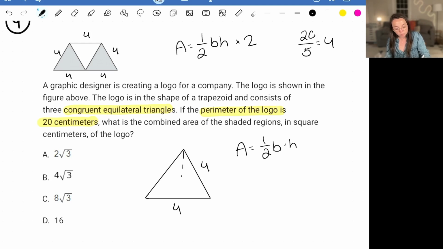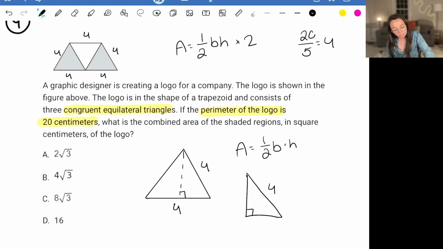But we don't have the height, okay? The height of a triangle is going to be this. It's not going to be the hypotenuse. It's going to be this. It has to bisect the base. And this is going to be a right triangle here. Oh my gosh, how convenient. We love right triangles, okay? The reason why we love right triangles is because we can use the Pythagorean theorem.